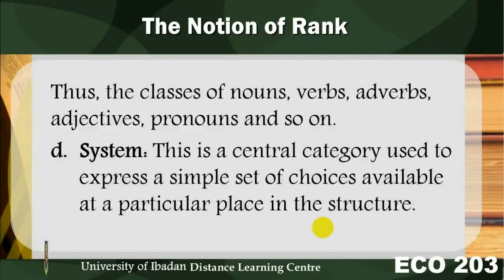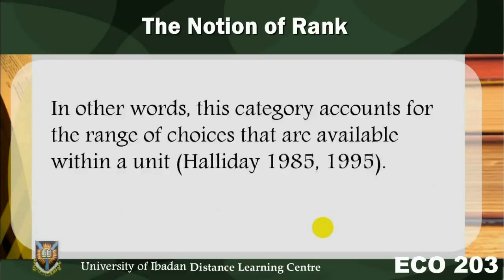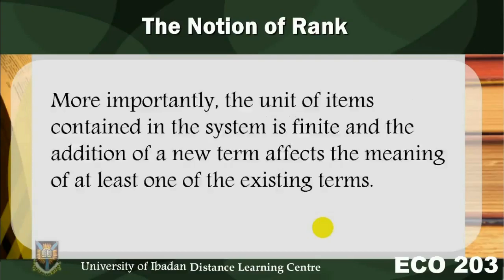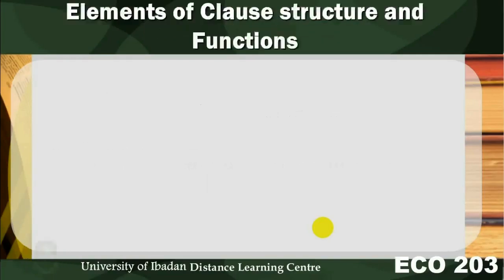D. System. This is a central category used to express a simple set of choices available at a particular place in the structure. In other words, this category accounts for the range of choices that are available within a unit (Halliday, 1985, 1995). More importantly, the unit of items contained in the system is finite, and the addition of a new term affects the meaning of at least one of the existing terms.